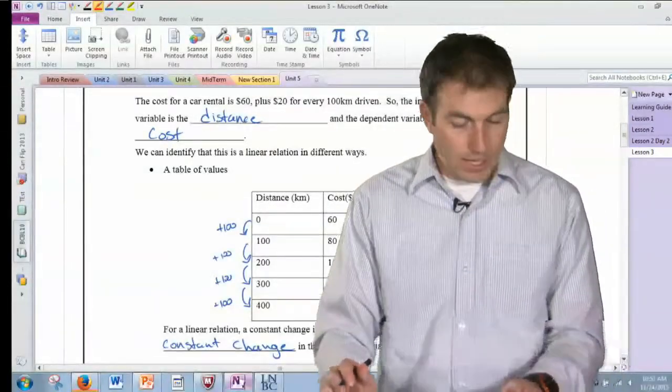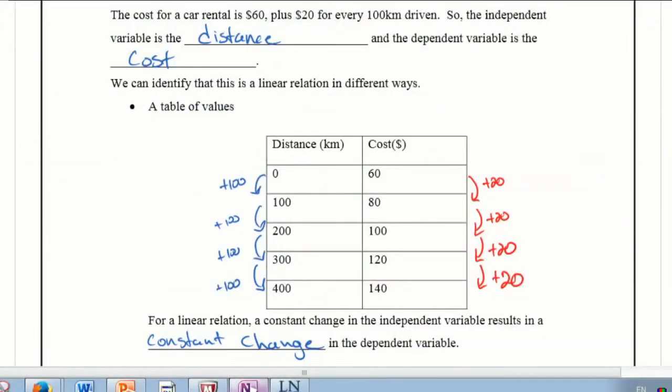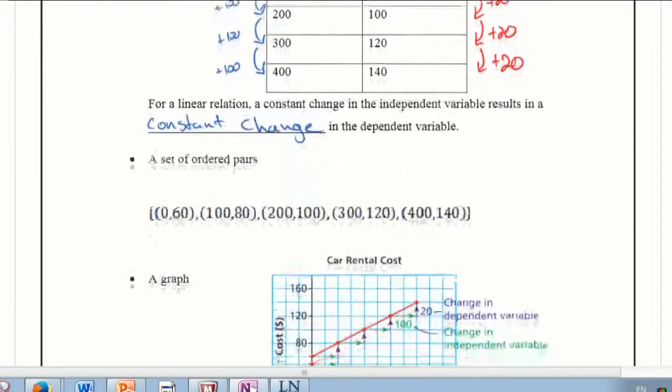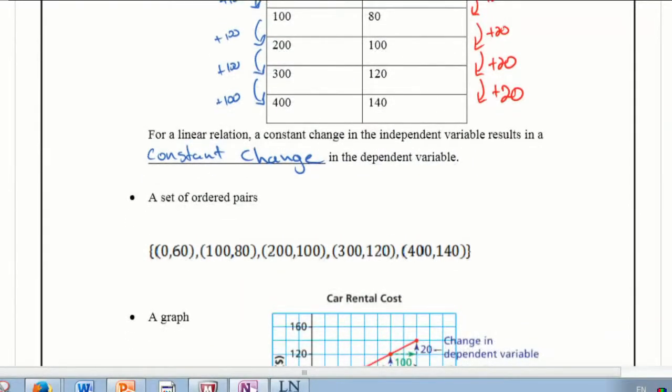So there you go. We had a constant change on one side of our chart, constant change on the other side of the chart. That means it's linear. So we've looked at something that's linear. Maybe we should look at something that's not linear. So we're going to describe this a few different ways. So a set of ordered pairs.